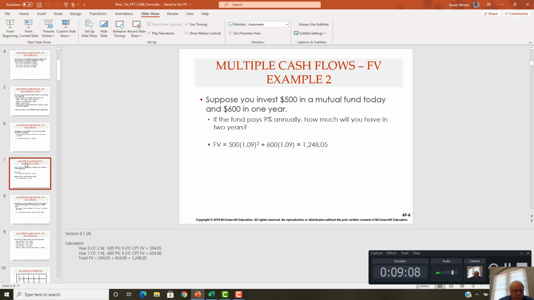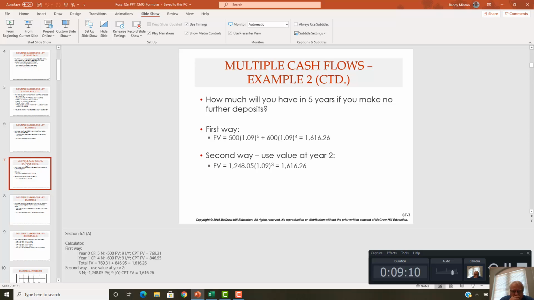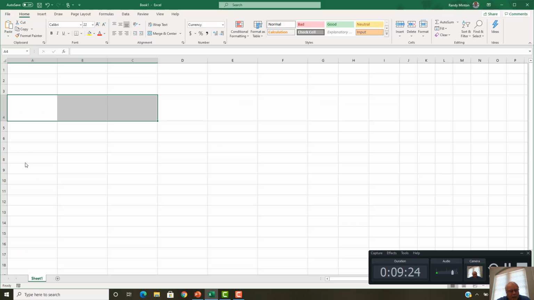Okay, let's pop over here and see what's next. How much will you have in 5 years if you make no further deposits? Oh shoot, I wish I hadn't changed that, but I'm going to just put it back in at 1248.05. That's the present value at the end of 2 years. And so what do I want to do now? I want to see what the future value is at the end of 5 years.